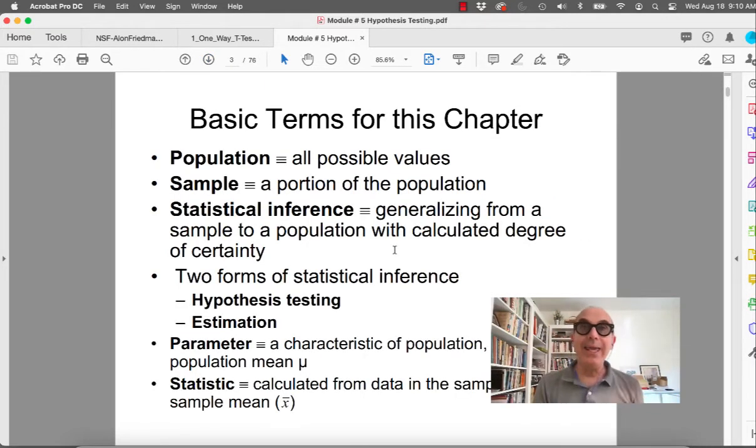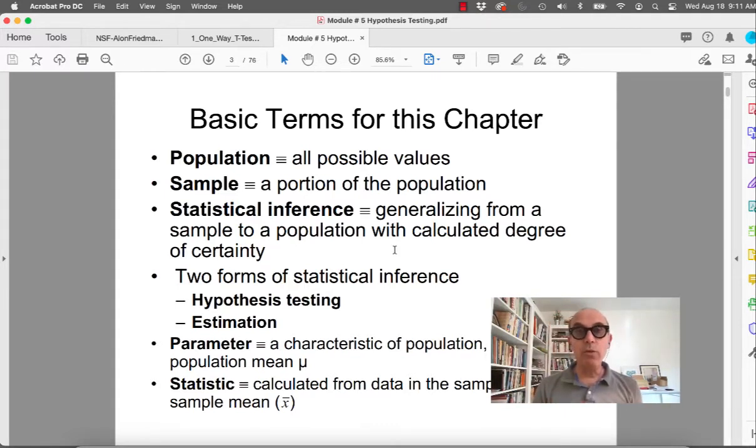So in the first module, I talked about population and a sample. And the idea was that a population is all possible values, and in a sample we take a proportion of the population and try to make predictions about the population. And the idea here is that two forms of statistics are usually associated with population or a sample: the hypothesis testing and the estimate of whether a sample represents the population.